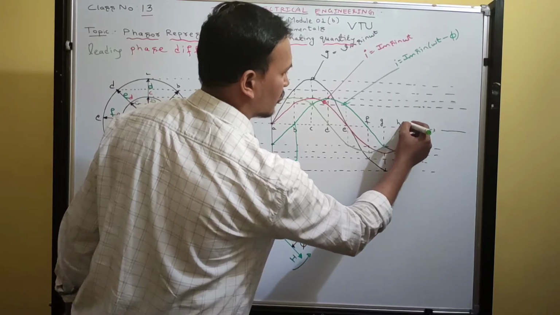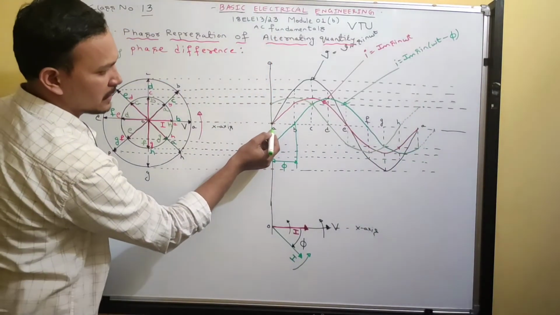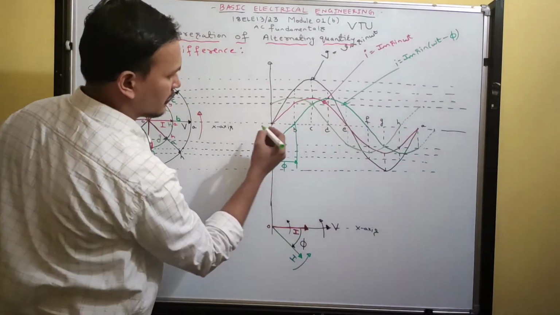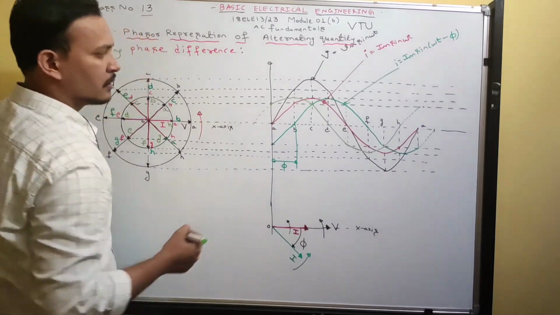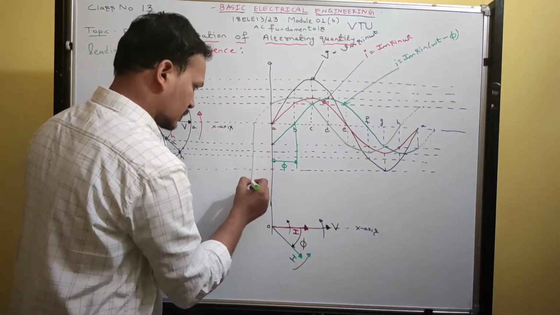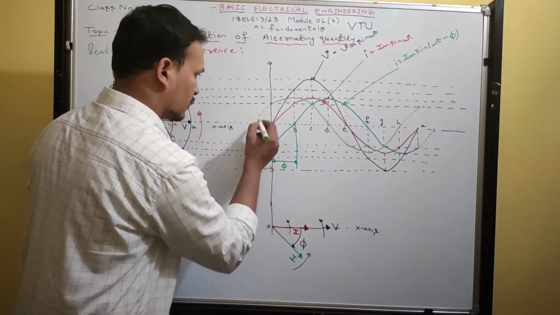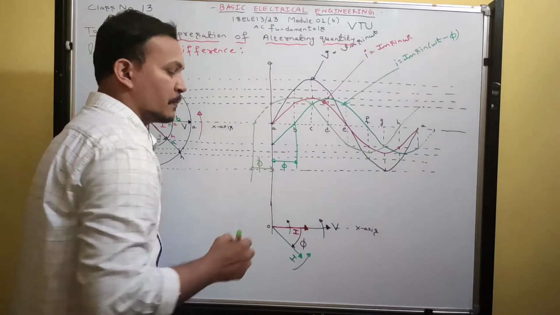Again, at position A, the value increases. See here, what is behind A? H will be here, so the remaining portion will be up to this point. This is called the phase difference. The remaining portion I have written here is the phase difference phi.